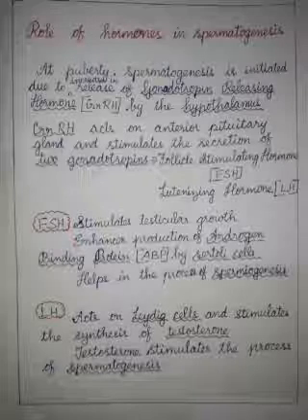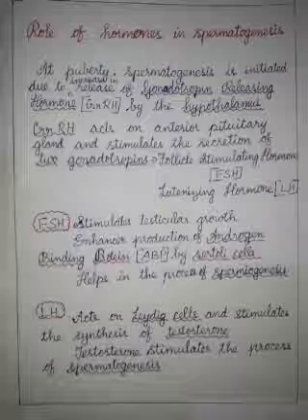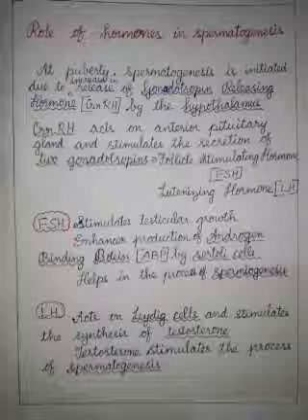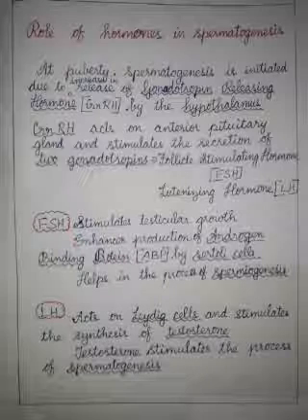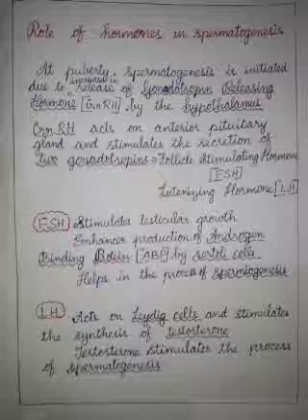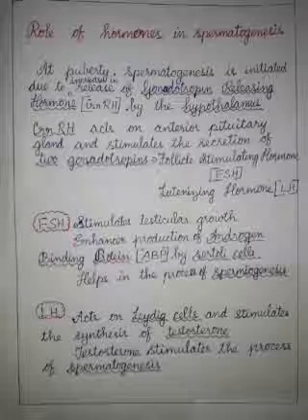What happens at puberty, the hypothalamus starts to produce large amount of gonadotropin releasing hormone. This hormone initiates the process of spermatogenesis. So now it has initiated. This hormone will act on the anterior pituitary gland and will stimulate the secretion of FSH and LH. The two gonadotropins are the follicle stimulating hormone and the luteinizing hormone.